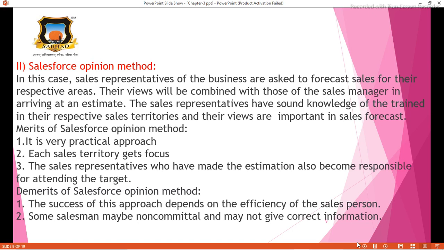In this case, the sales representatives of the business are asked to forecast sales in their respective areas. Their views will be combined with those of the sales manager in arriving at an estimate. The sales representatives have a sound knowledge of the trend in their respective sales territories, and their views are important in a sales forecast.